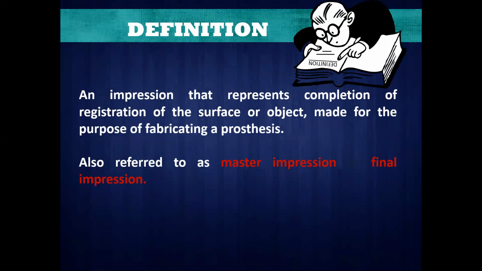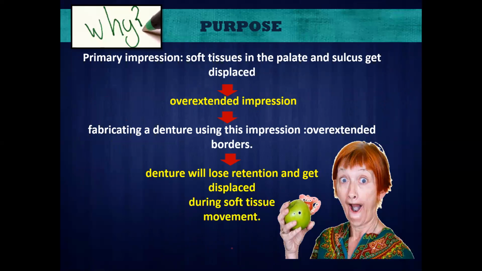Now, coming on to the definition. What do you mean by secondary impression? It is an impression that represents completion of the registration of the surface or object made for the purpose of fabricating a prosthesis, also referred to as master impression or final impression.